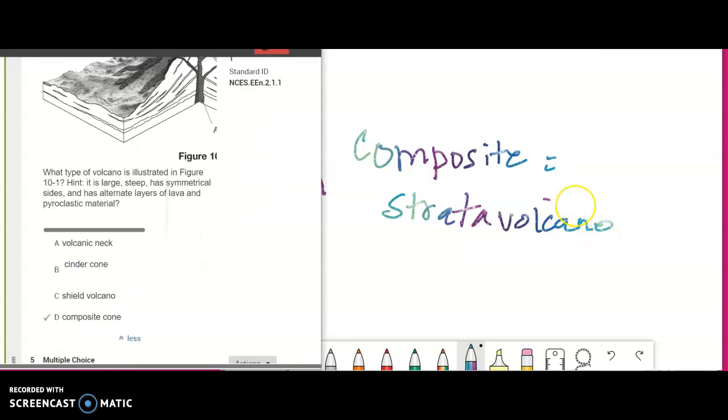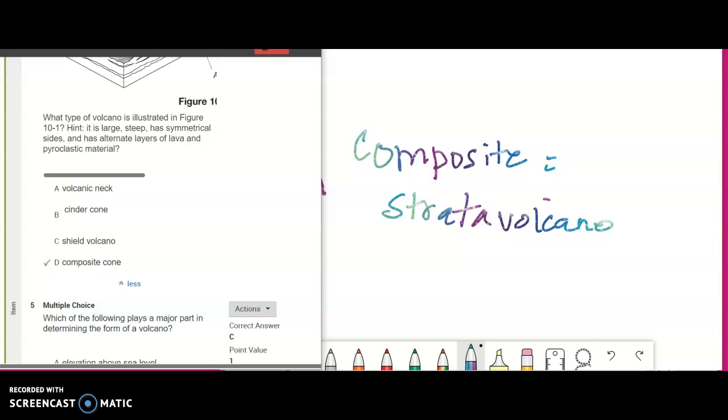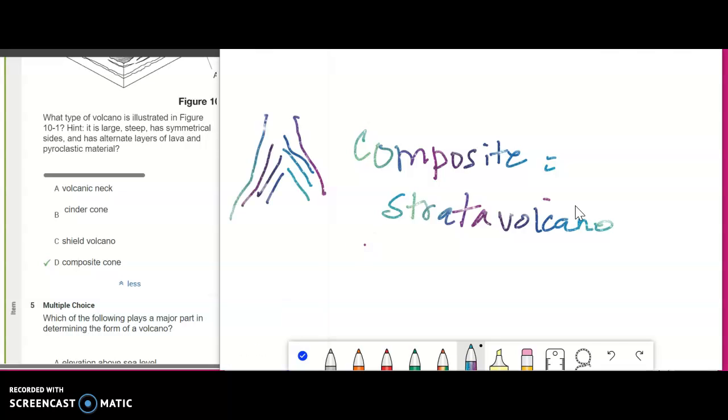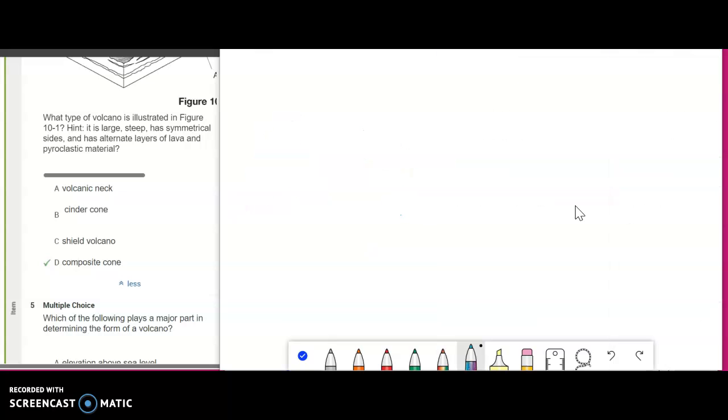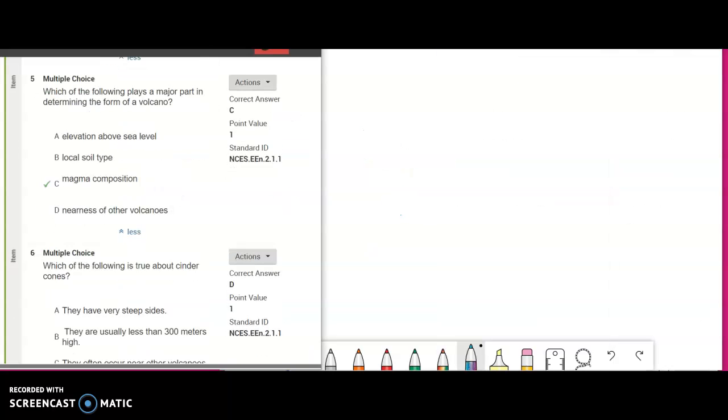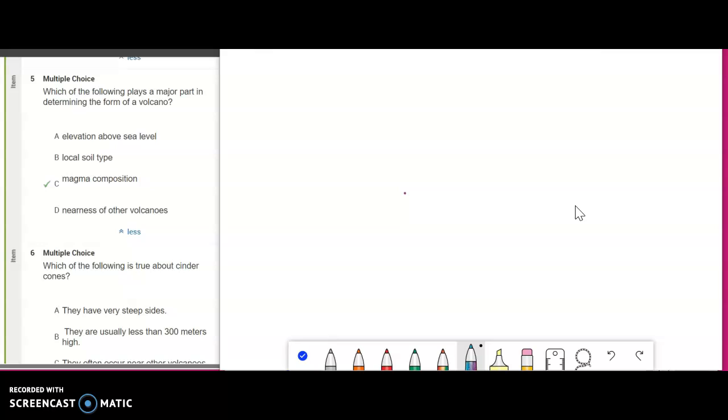So let's look at our answer choices. And it was composite cone. Pretty straightforward there with that one too. Number 5, let's look at that. Number 5 says, which of the following plays a major part in determining the form of a volcano? Now, if you're looking at the answer choices, elevation above sea level has nothing to do with volcanoes. The local soil type, maybe, but not really unless we're talking about some igneous rocks.